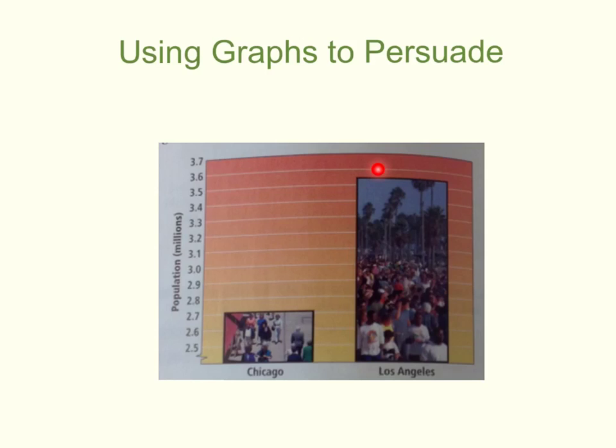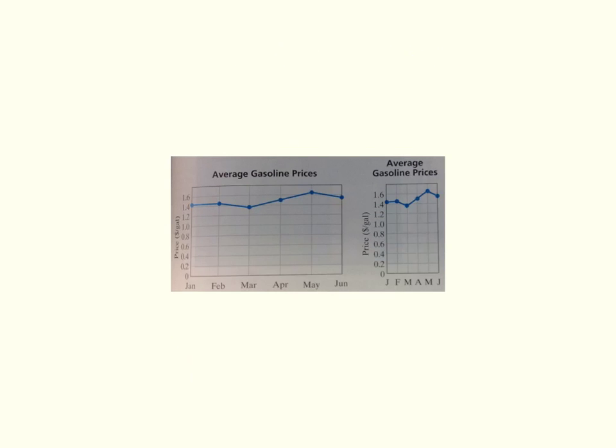Yes, it's not lying because Los Angeles is still taller and Los Angeles does still have more people living in it than Chicago. But this graph is meant to make you think that Chicago is significantly less, or even almost close to 1/3 less than that of Los Angeles. So that is meant to persuade you into believing the population or the growth of Los Angeles is higher than that of Chicago. So let's do another example here using gas prices.